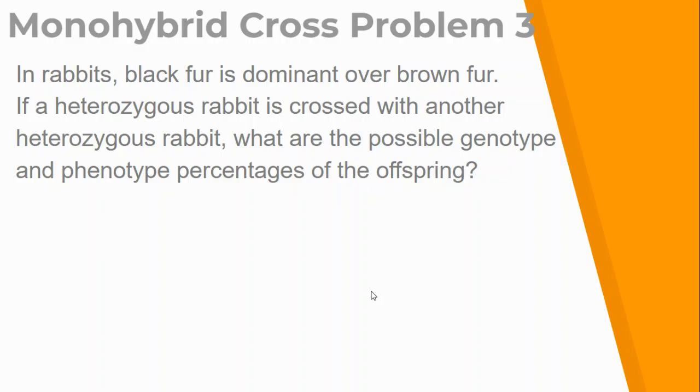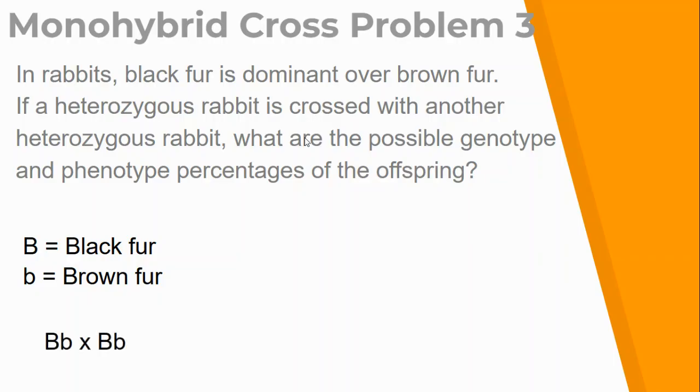So for this one, again, we have black fur being dominant over brown fur. So for step 1, you should have had big B or whatever letter you chose being black fur and little b being brown fur. For our cross, we have a heterozygous rabbit crossed with another heterozygous rabbit. Hetero means different. So that means that both of these rabbits will have one big B and one little b allele, giving us this cross.